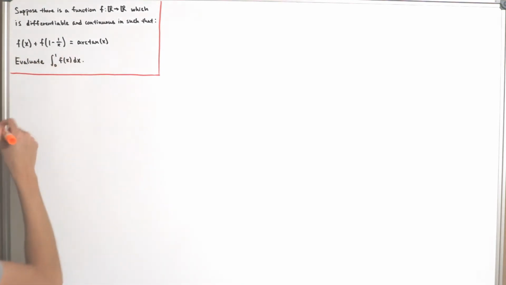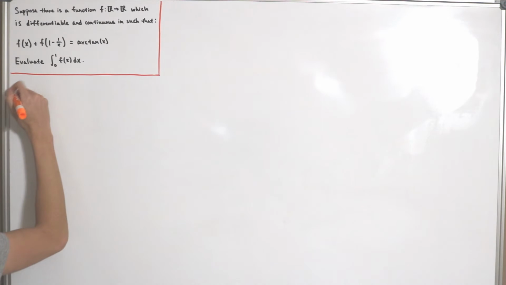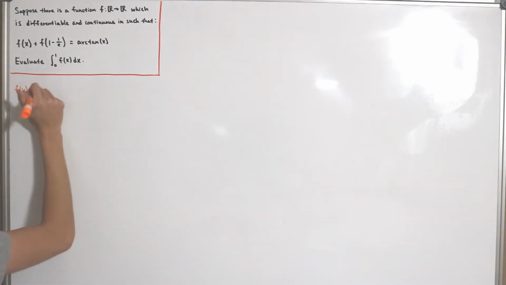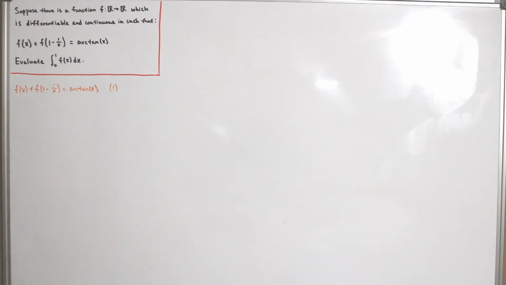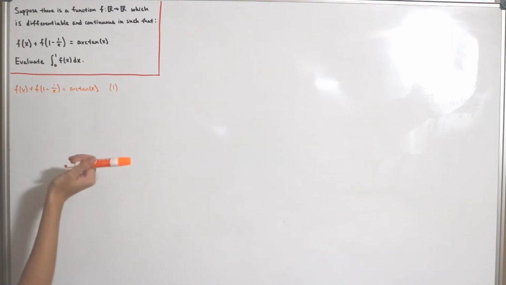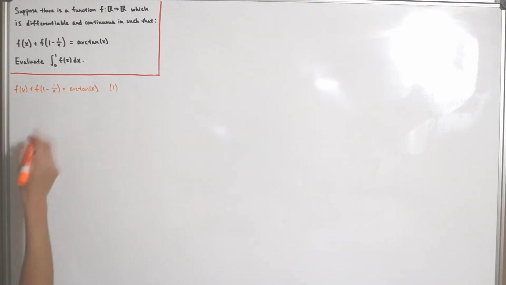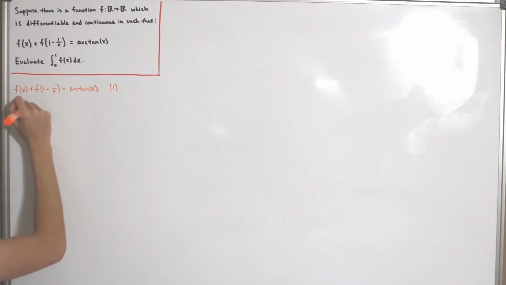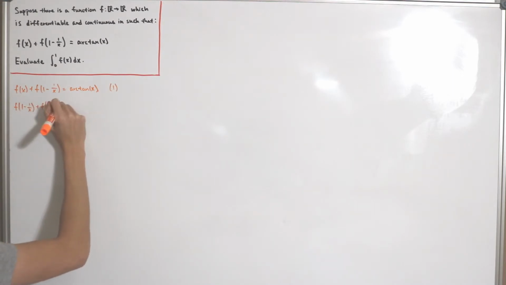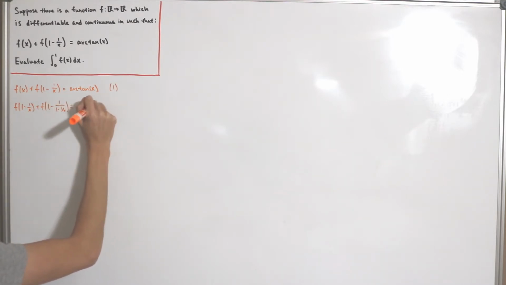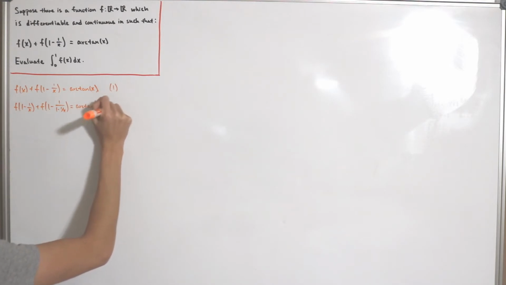Okay. So let me actually just rewrite our given functional equation, and I'll just call that equation 1. This will be important for later for why we label these equations. Now, next, let's actually substitute our input for x such that x is replaced with 1 minus 1 over x. So that means this is f of 1 minus 1 over x, and then plus f of 1 minus 1 divided by 1 minus 1 over x equal to arctangent of 1 minus 1 over x.